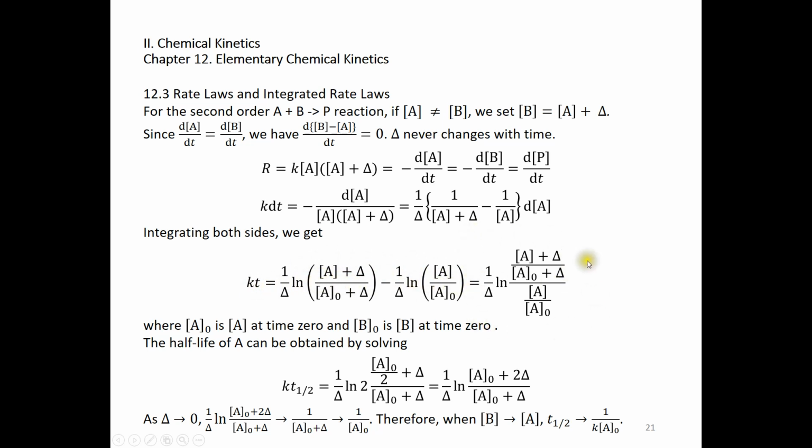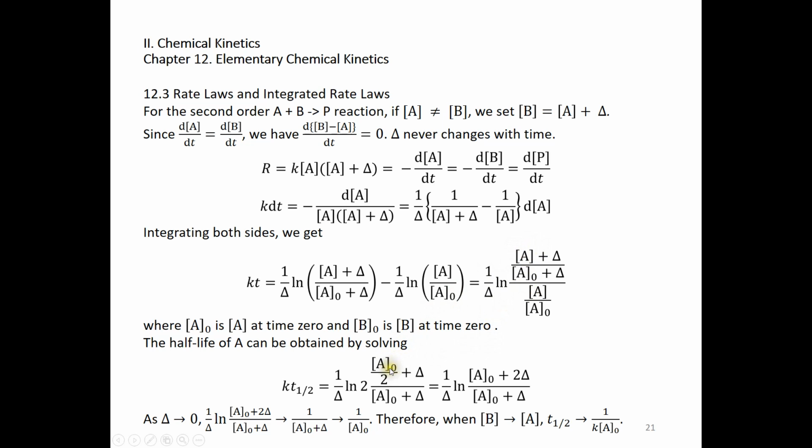this equation. So again, the difference between two logarithms can be expressed as the logarithm of a division. So over here, and now we can calculate the half-life of A. We just need to replace A with 1/2 of A naught. So that's what I did here.